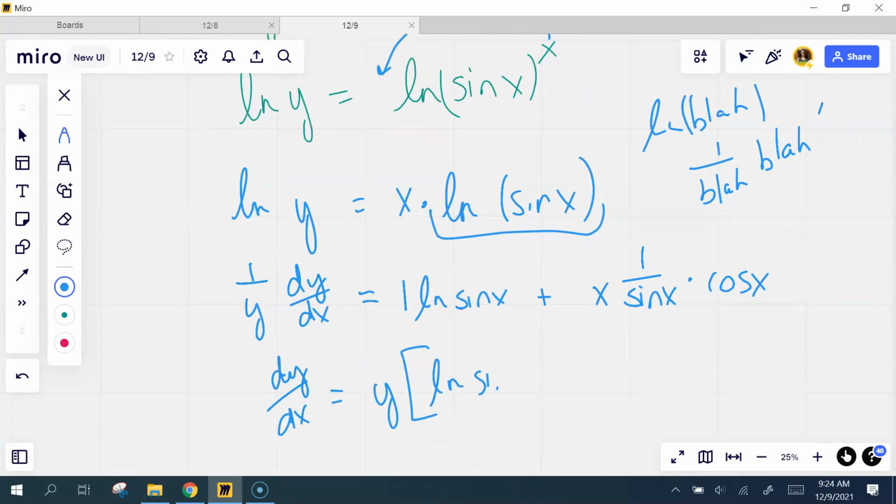I've got the log of sine x plus, I'm going to go ahead and make this cotangent just because I like things to be as clean as possible. Cosine over sine would be cotangent. I am going to have to go back now and plug in for y.